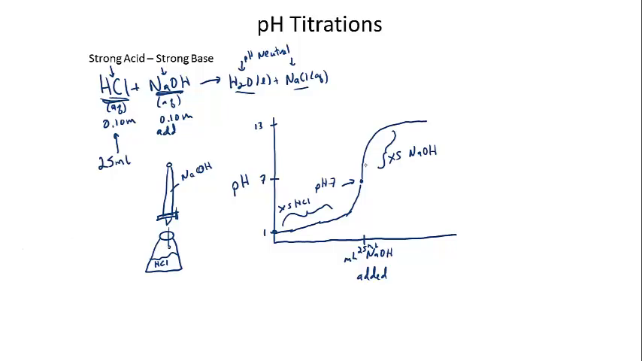As we'll talk about later, if you're using a pH meter, you can just measure that, that's fine. But if you're using a pH indicator, you want one where the color change happens in this steep area.